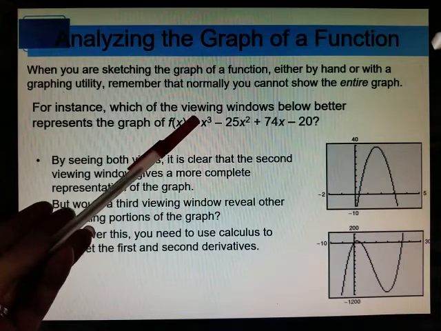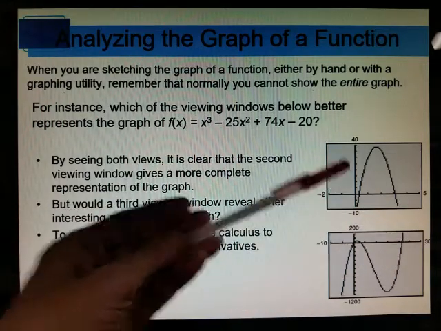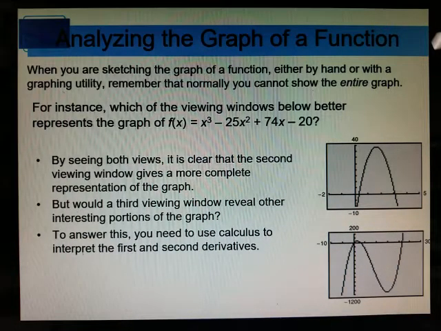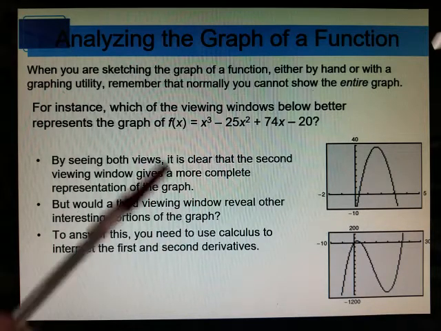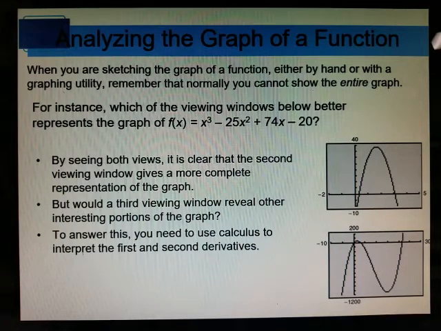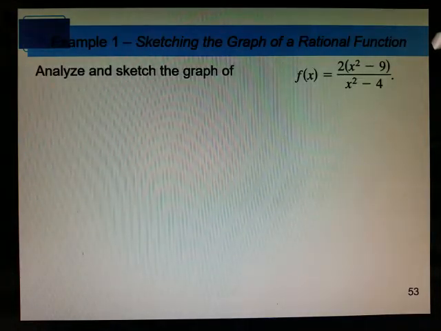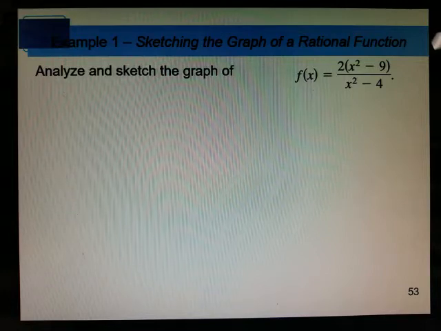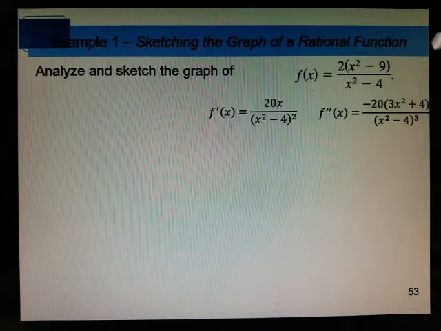And next, the third graph should have an end behavior of down and up, and this did not even show that. So sometimes we need calculus, so therefore we know we get the best picture of our graph. So here we go. We need to analyze and sketch the graph of this function. First off, what's my domain? Always ask about what that domain is first.